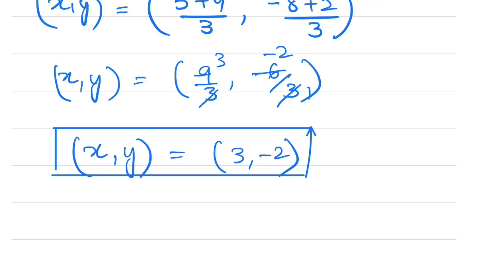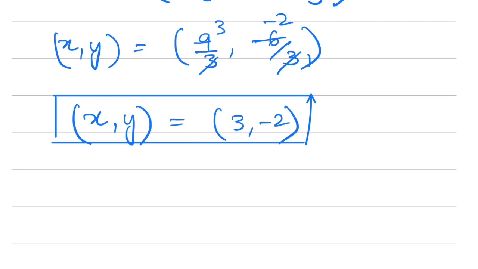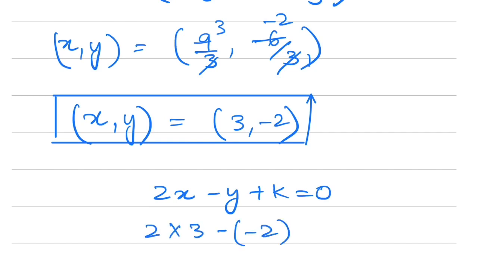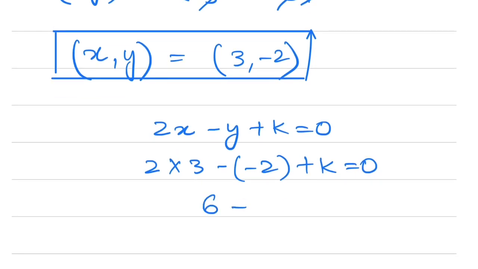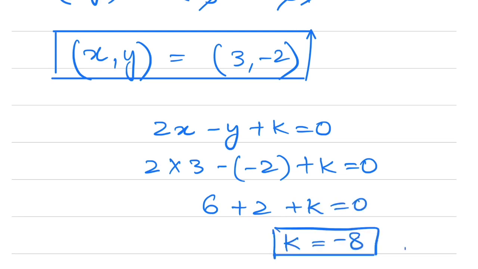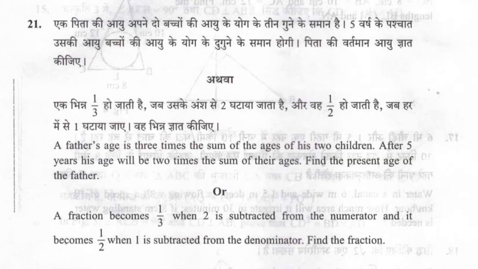Now we have to find the value of k if the point P lies on the line whose equation is 2x minus y plus k is equal to 0. Now we know x is 3 and y is minus 2, plus k is equal to 0. So we have 6 plus 2 plus k is equal to 0. So k is equal to minus 8. Answer.